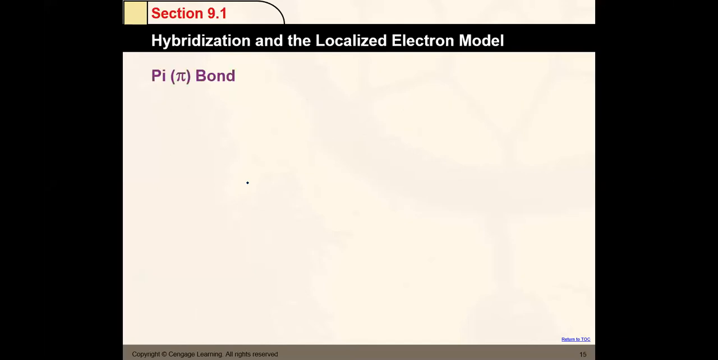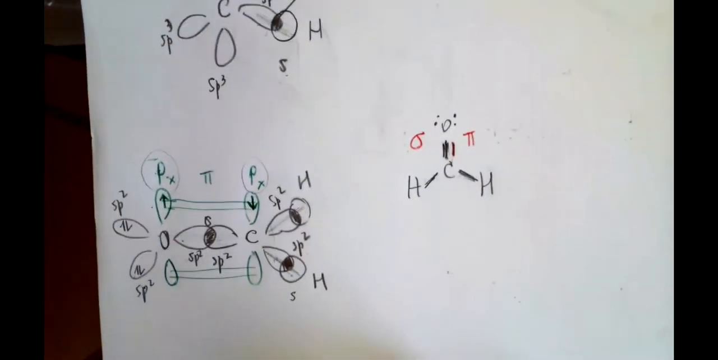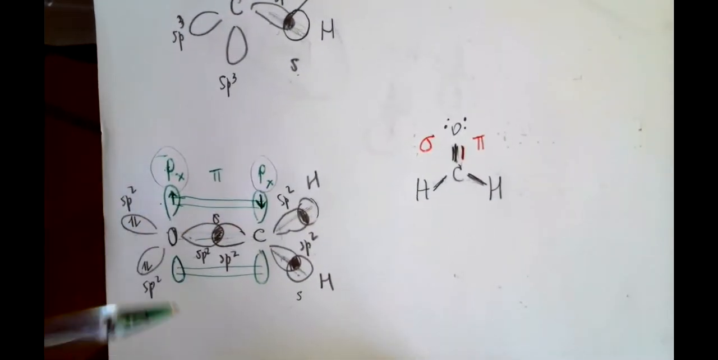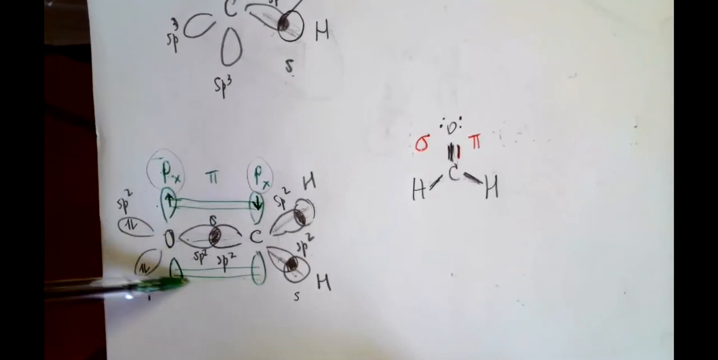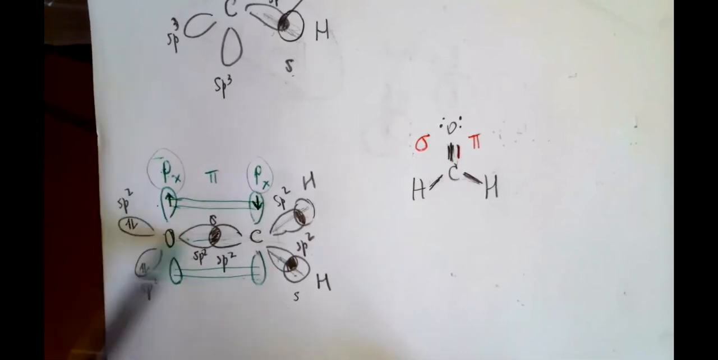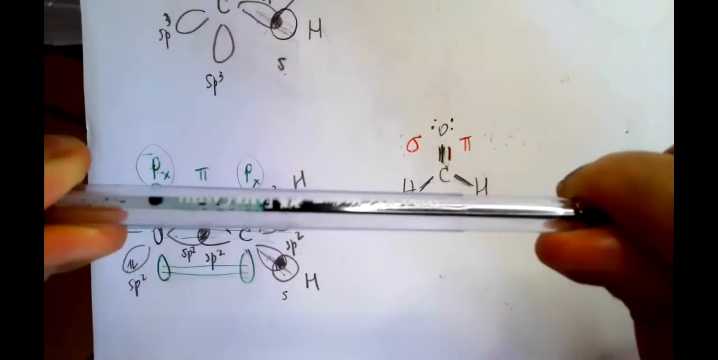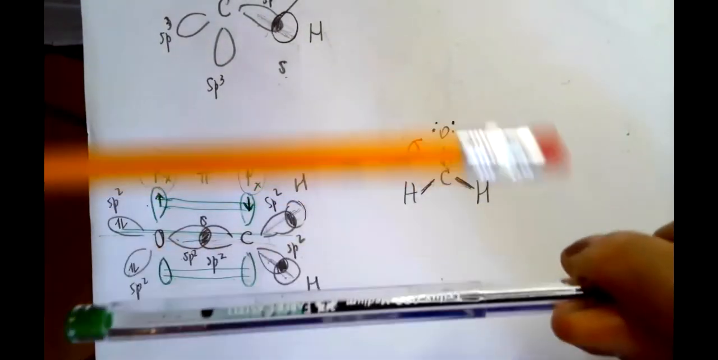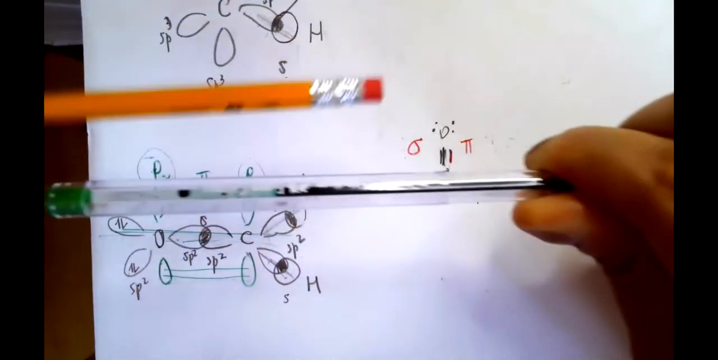We went over sigma bond, pi bond forms double and triple bonds by sharing electrons in the space above and below this sigma bond. What do we mean by above and below the sigma bond? This is the sigma bond, and the pi bond is above and below because that's the p orbital, right? The p orbital is above and below the sigma. The sigma is the axis. It's like the connection. It's the skeleton. And around that is where the pi bond will be formed. It's really like a cylinder.